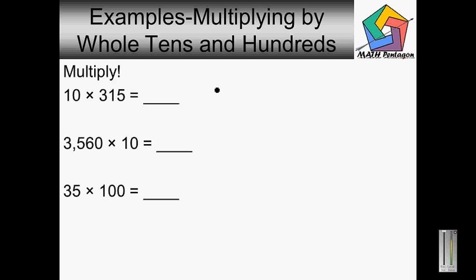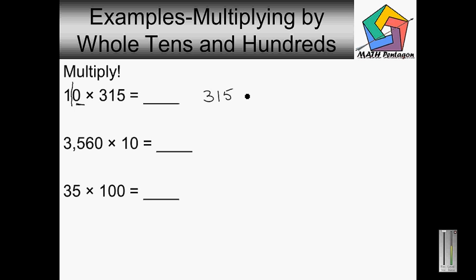Okay, let's do a few examples on multiplying whole tens and hundreds. So we have 10 times 315. First, I'm going to focus on the 315 times the 1. I'm going to forget about the 0 for now. So 315 times 1 is 315.